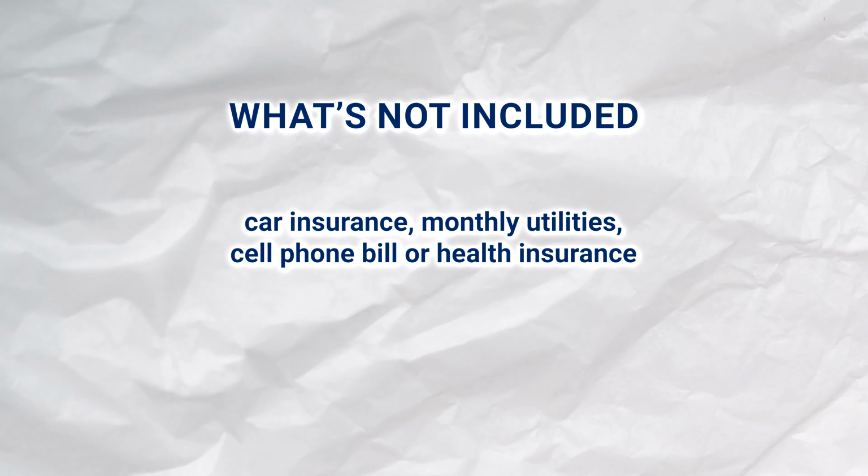Things that we don't include are utilities, car insurance payments, your cell phone bill, or health insurance. Even though those are expenses you may pay every month, they're not included in the debt-to-income ratio.